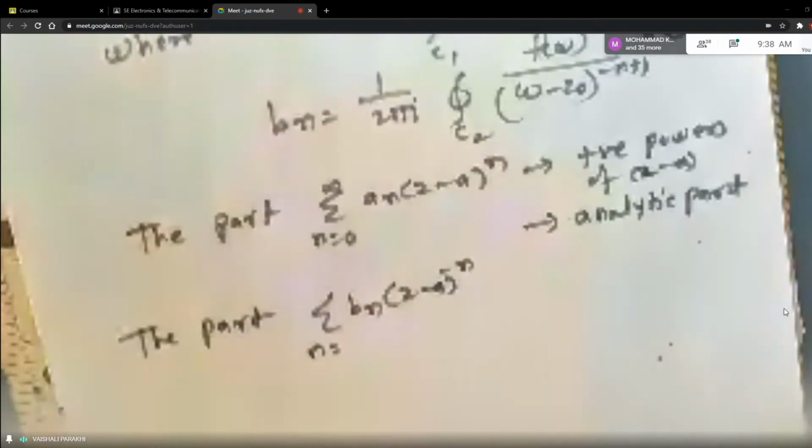When you write this, we need not take it as 1. You can take it as 0 itself, because here the series expansion is starting from 0. So in main this also you can start from 0.